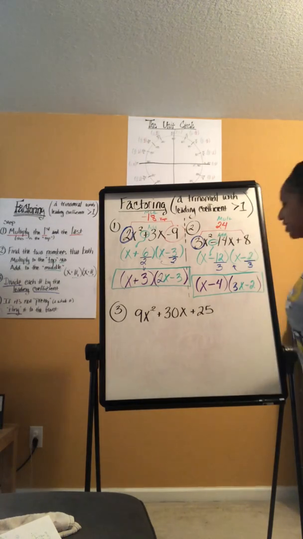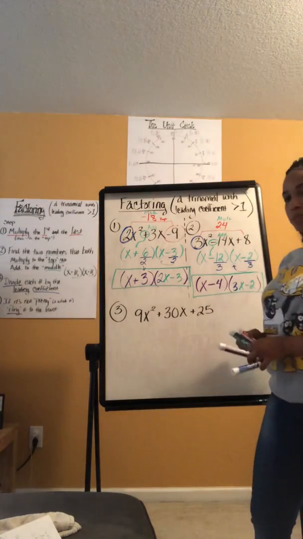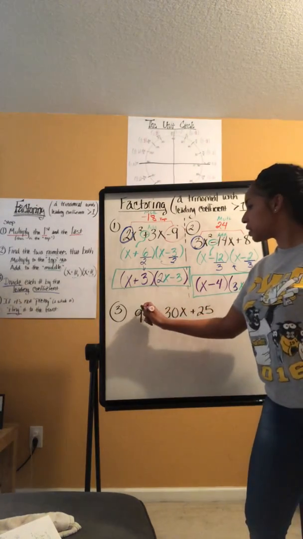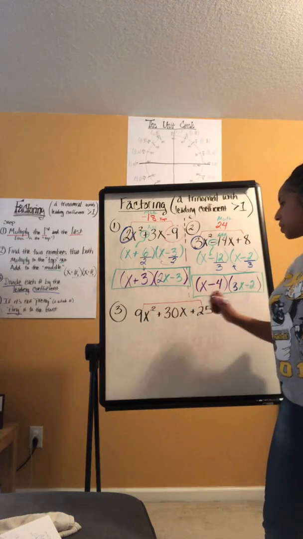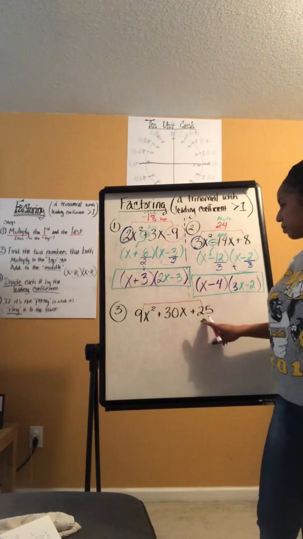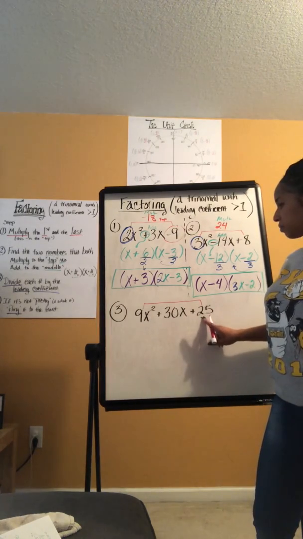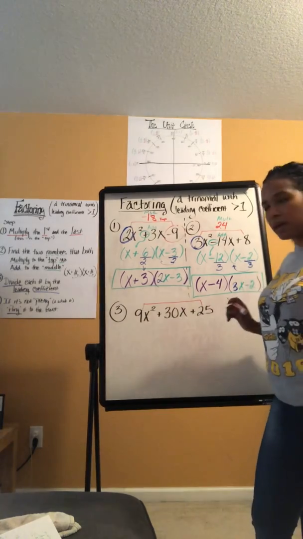Number 3. All right, one more time. Step 1, I want to multiply the first and the last. So 9 times 25. Ooh, I gave you big numbers. Is there anything that comes out of 9, 30, and 25? You know, 3 goes into 9, 3 goes into 30. Not 25. No, there's nothing that comes out of all 3 of them.